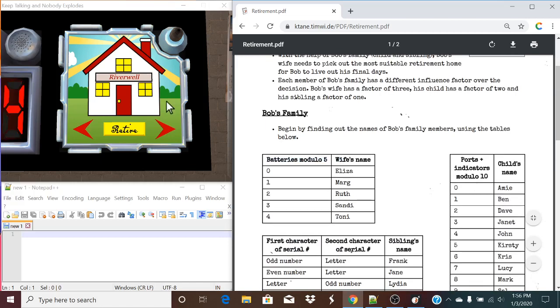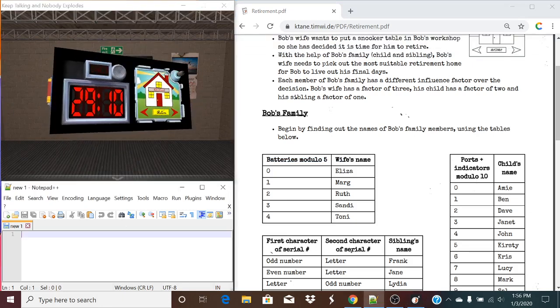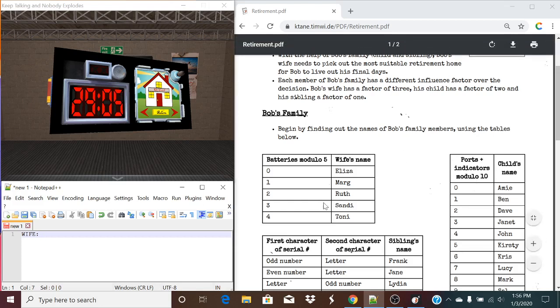We're going to look at the batteries, modulo 5. That is a 2 in this case. So the wife for 2 is Ruth.